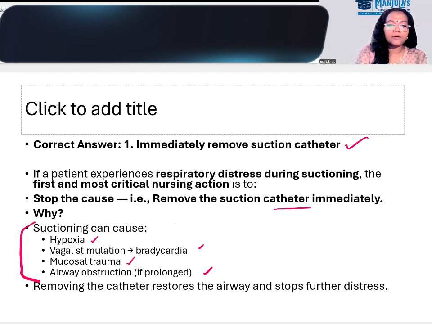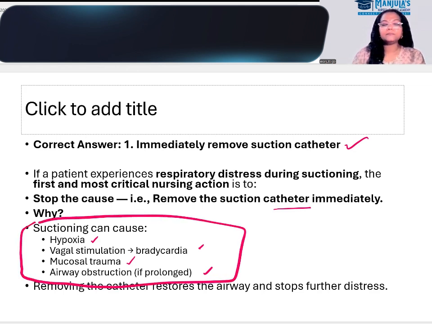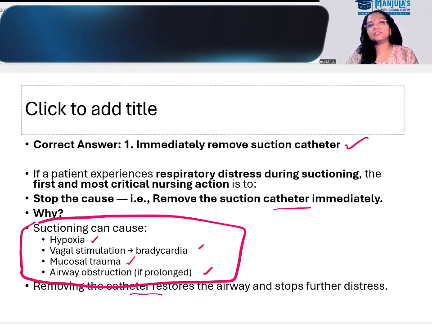So just because I am talking about suctioning, I have also given here what all problems suctioning can cause in the patient. It can lead to hypoxia, vagal stimulation, which can induce bradycardia, mucosal trauma, because the mucosa can get entrapped in the suction catheter, and also airway obstruction if you are prolonging it. So when you remove the catheter, it restores the airway and stops any further distress. So the answer is immediately remove the suction catheter.